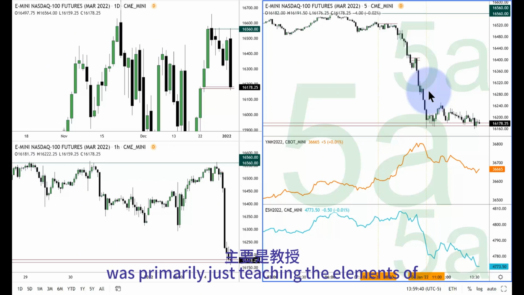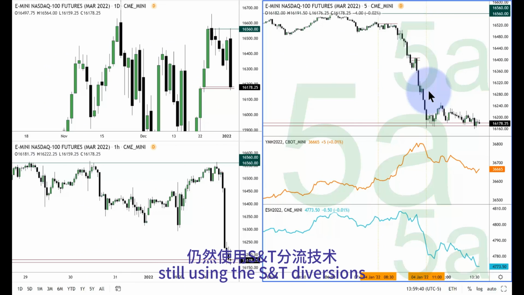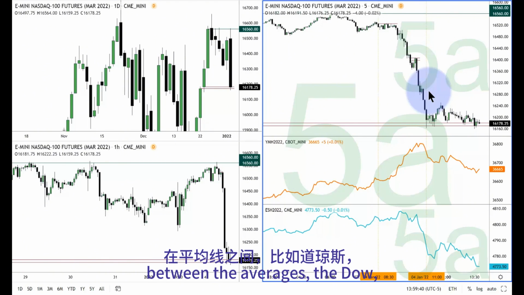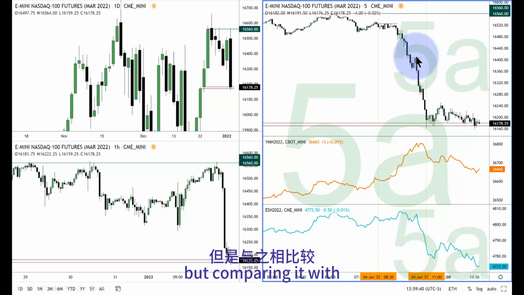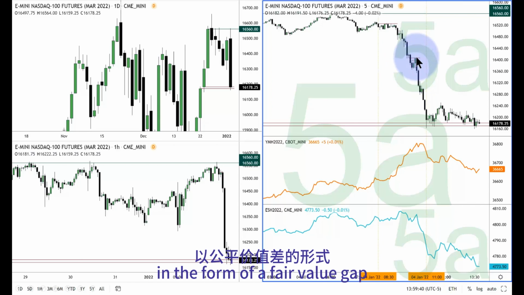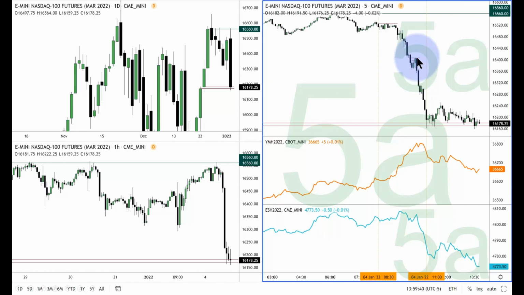So today's example in teaching was primarily just teaching the elements of still using the SMT divergence between the averages, the Dow, NASDAQ, and S&P, but comparing it with classic PD arrays. So we have a premium array here in the form of a fair value gap with optimal trade entry there.